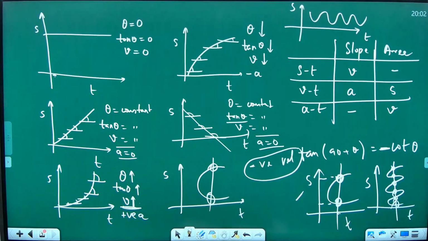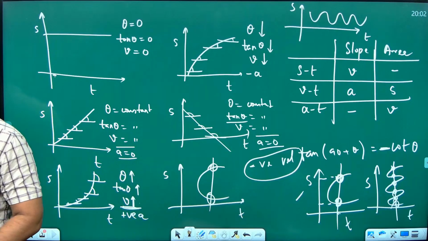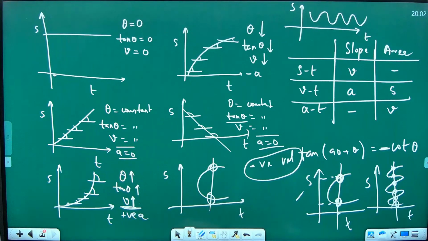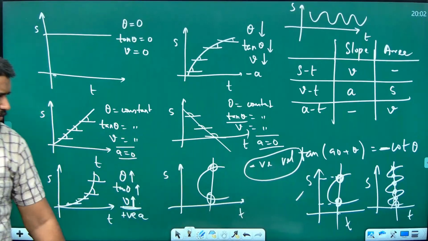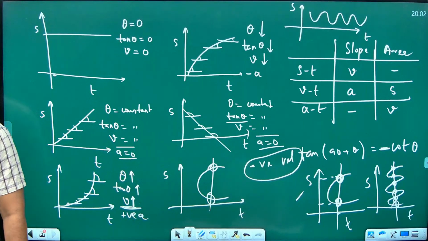Are you getting? Any doubts further? Uniform motion is a equals 0, v is constant. Non-uniform motion, a has some value, it can be positive or negative. It means velocity should change, either it should increase or decrease. Got it? In fifth case, yeah, velocity is negative. Make it fast, make it fast. Completed?